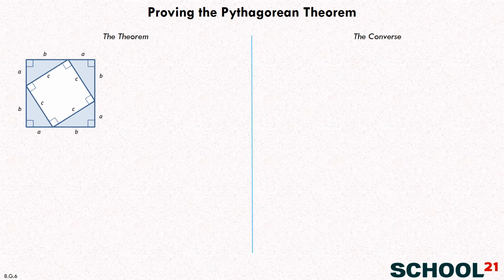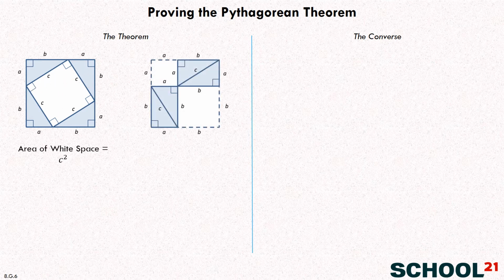Okay, so now let's ask ourselves, what is the area of this white space in here? Well, you say that's just a square, so it's c times c, or c squared. So let's write that. Okay, now what we can do, if you were to take this diagram and cut it out, and rearrange the different shapes within it, you could create a shape that looks like this.